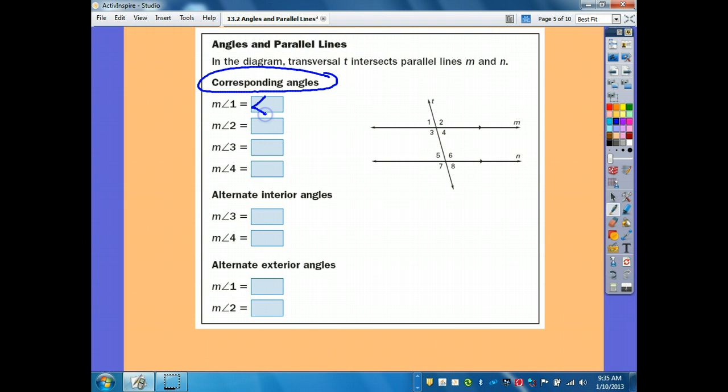We'll have angle, I didn't hear you. 5. Much better. Maybe this one. How about angle 2? 6. Angle 6. The corresponding angle to angle 3 would be 7. Good. And the last one, the 4 would be the good.